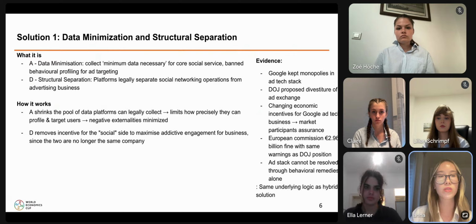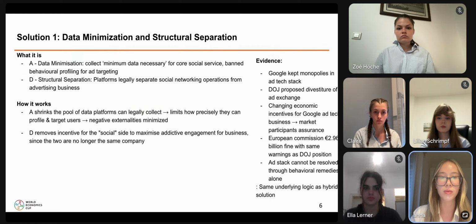A U.S. federal judge ruled that Google unlawfully kept monopolies in the ad tech stack, and the Department of Justice proposed divestiture of Google's ad exchange. This is used as evidence, with the DOJ arguing that structurally changing the economic incentives under which Google operates its ad tech business will give market participants the assurance they need to act.